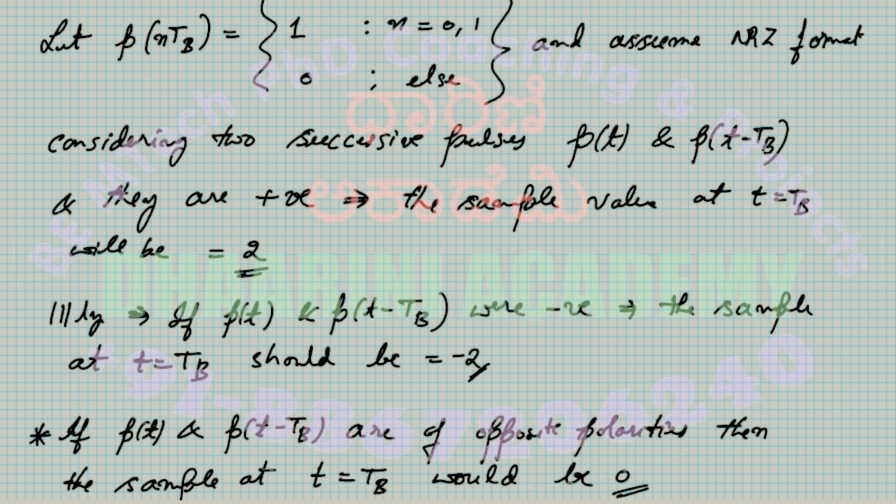Proceed further. Take the other possibility. They are opposite polarities. One is +1, the second one is -1, or vice versa: the first one is -1, the second one is +1.